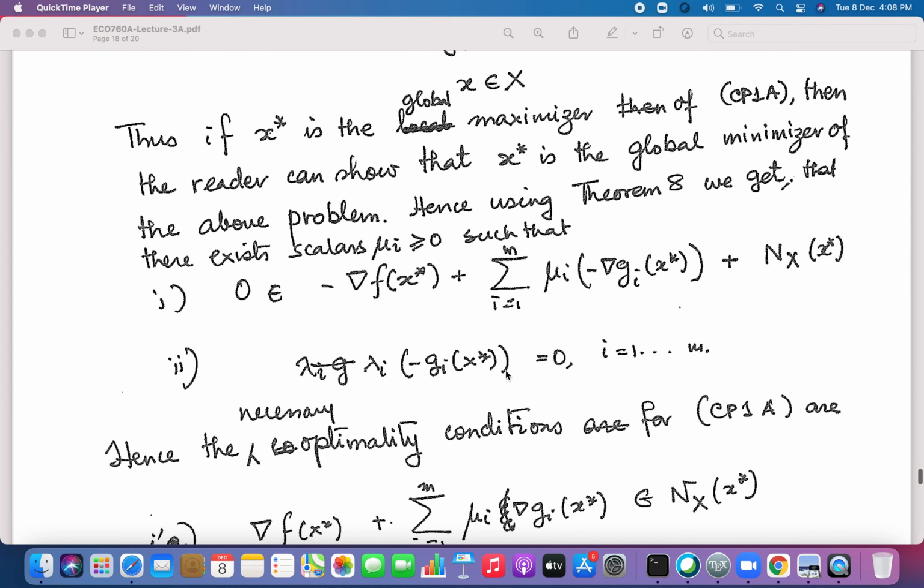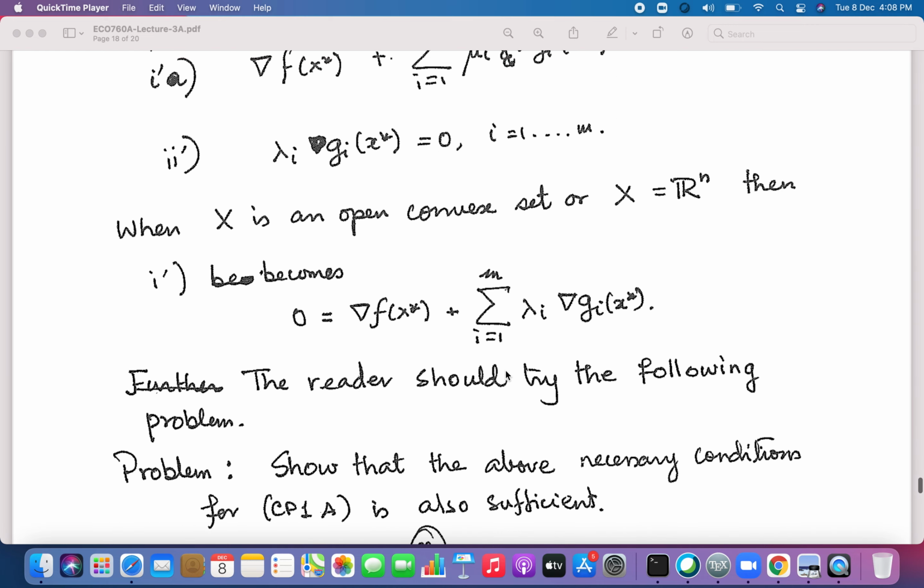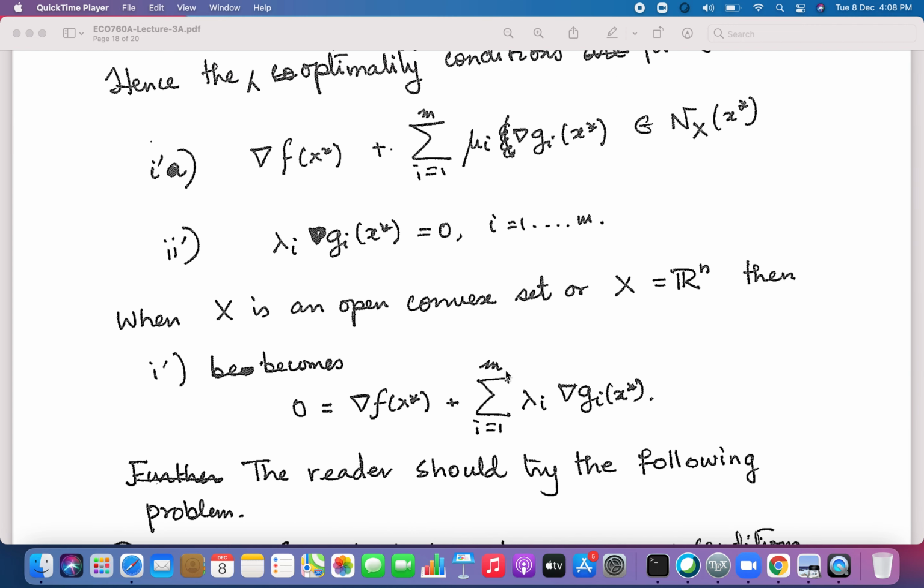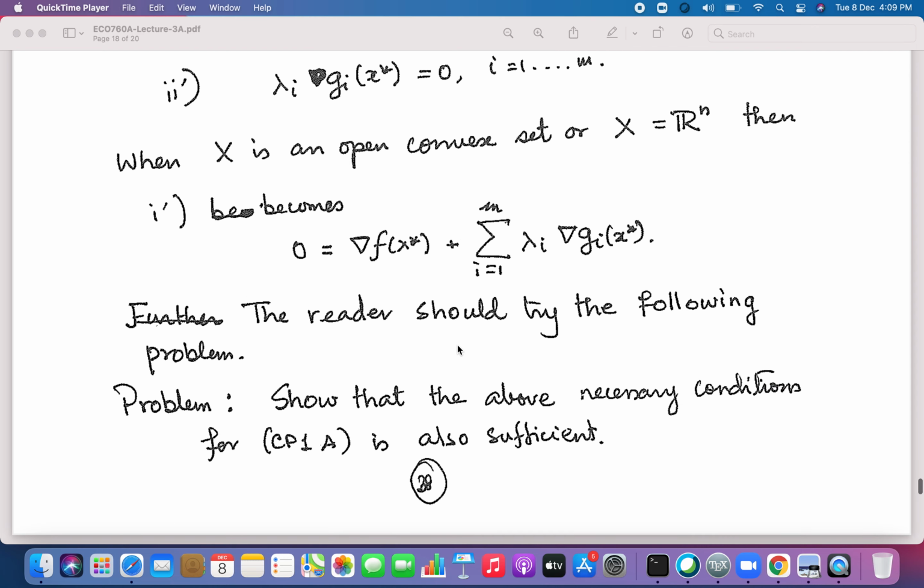Okay, so this is what we get. Now if X is open or X is R^n, then you will simply get this expression because this is nothing but 0, which means this vector must also be equal to 0. Which is the same Karush-Kuhn-Tucker condition which you get even for inequality constraints of the less than or equal to type with convexity.